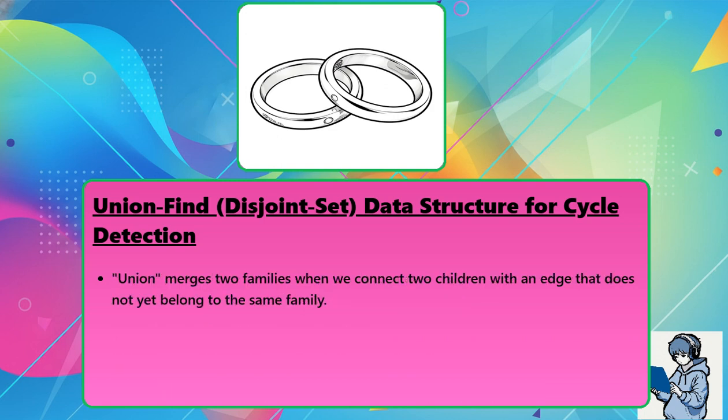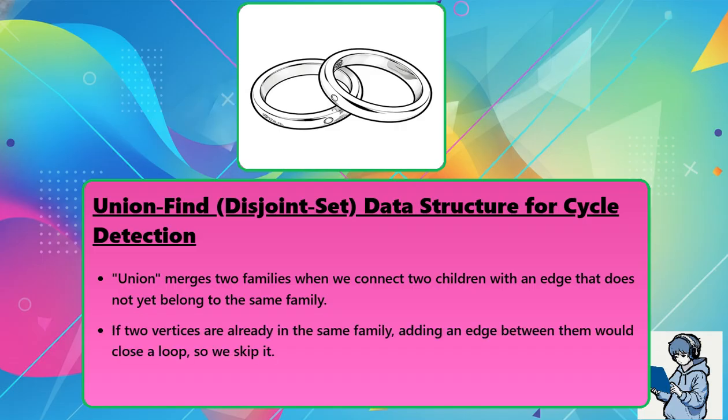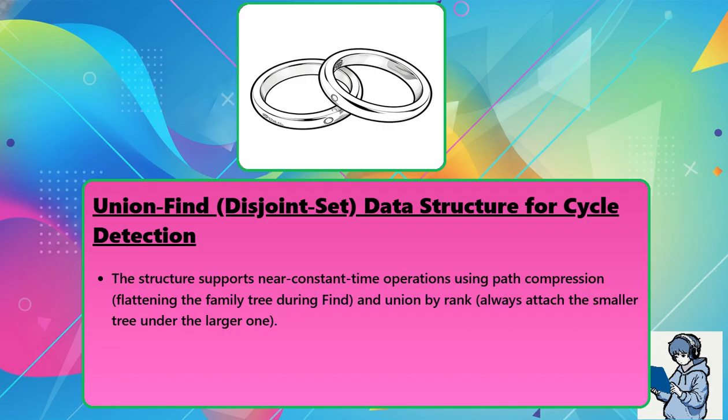Union merges two families when we connect two children with an edge that does not yet belong to the same family. If two vertices are already in the same family, adding an edge between them would close a loop, so we skip it. The structure supports near constant time operations using path compression, flattening the family tree during find and union. By rank, always attach the smaller tree under the larger one.